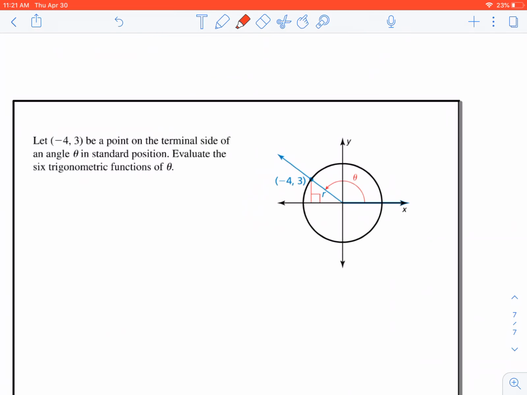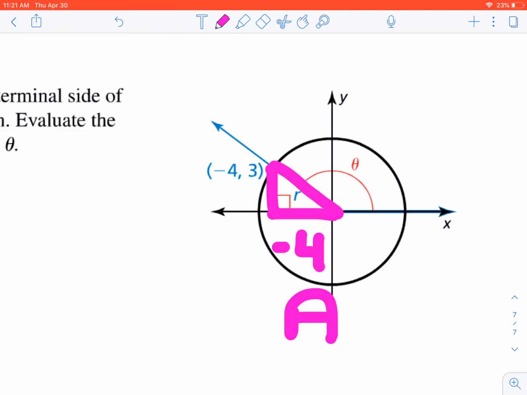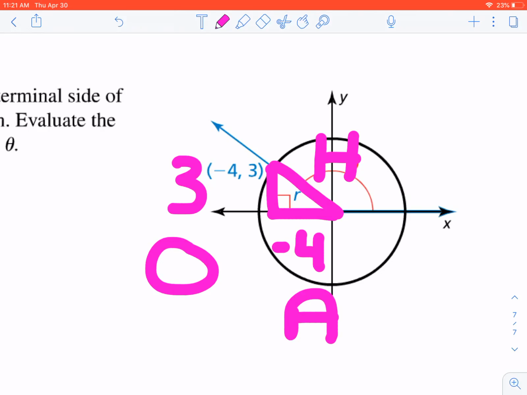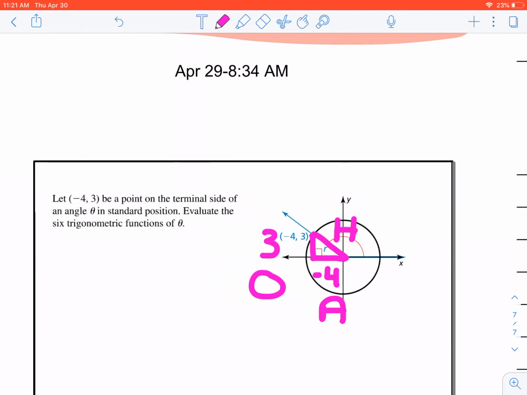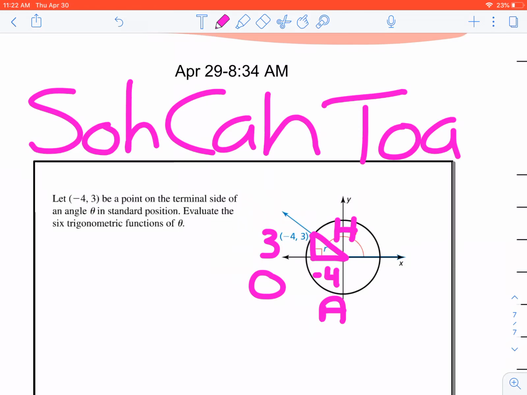It says, let -4, 3 be a point on the terminal side of the angle in standard position. Great. What I'm going to do here first is label everything. So I have my triangle. This is going to be -4, which we know is my A. This is going to be 3, which we know is my O. And I need to find my H. Again, I like to stay consistent. So I'm just going to use SOHCAHTOA to find my first 3 trig functions, and then to find the other ones, what we talked about that first week.